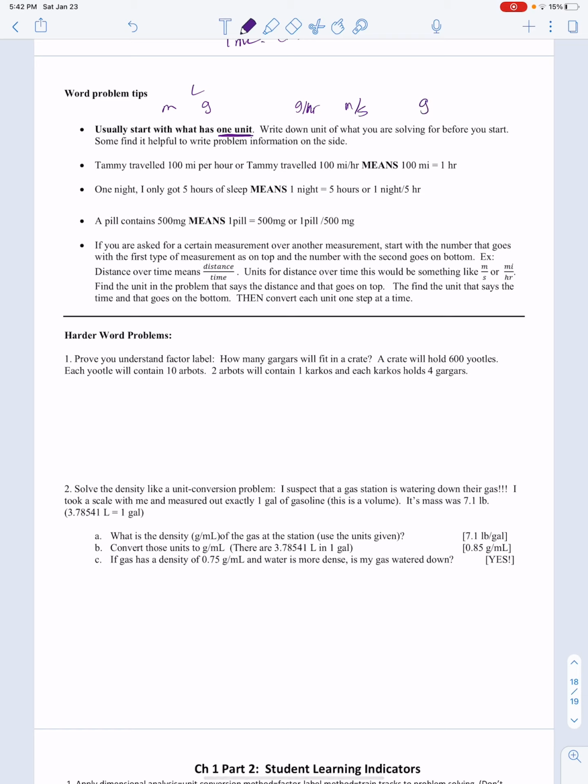You don't want to start with something that has a comparison, like this many grams equals this many hours. That is what you use to help you get between units. The single units are what you want to start with.